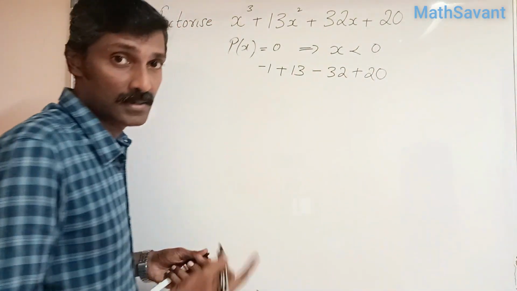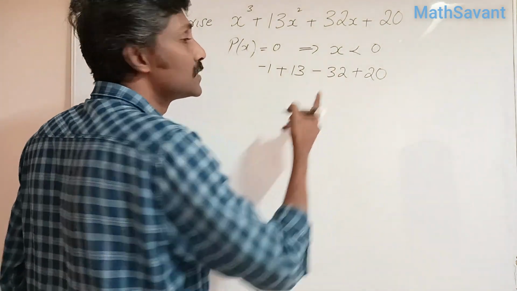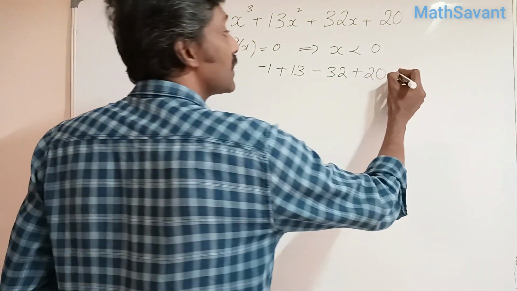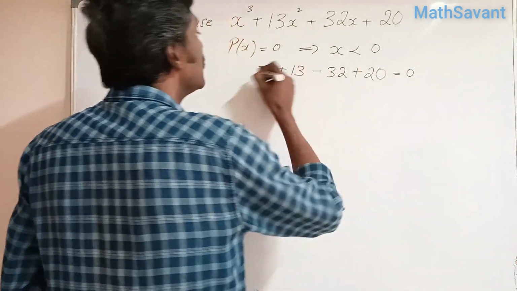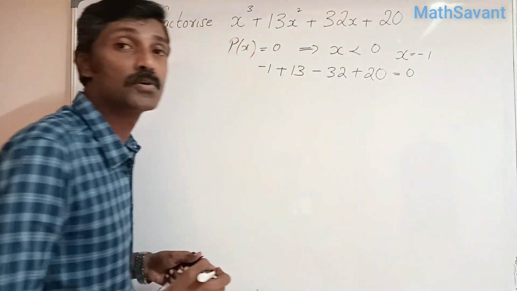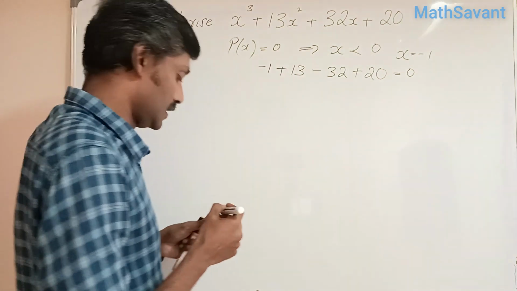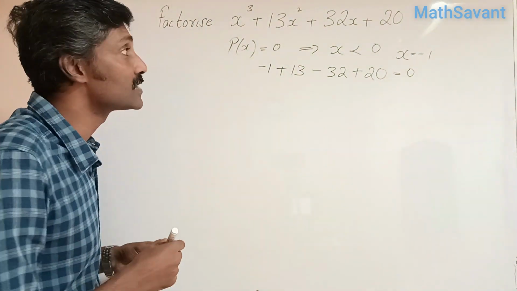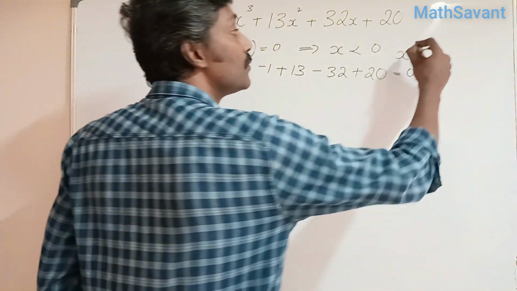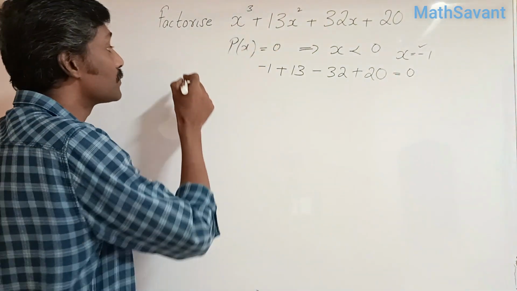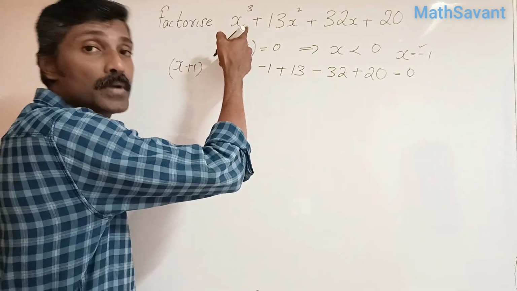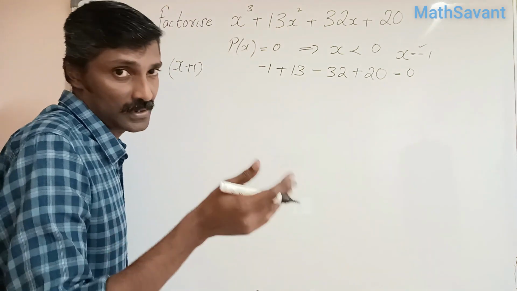13 plus 20 is 33, minus 1 and minus 32, you get minus 33, so 33 minus 33 is 0, so that is correct. So p of x equal to 0, that means x equal to minus 1 is a root, is a solution. x equal to minus 1 is a root of this equation p of x equal to 0. That means x plus 1 is a factor, right? If x equal to minus 1 is a root, that means x plus 1 is one of the factors. So we got one of the factors. It's a cubic polynomial, so we need two more factors.